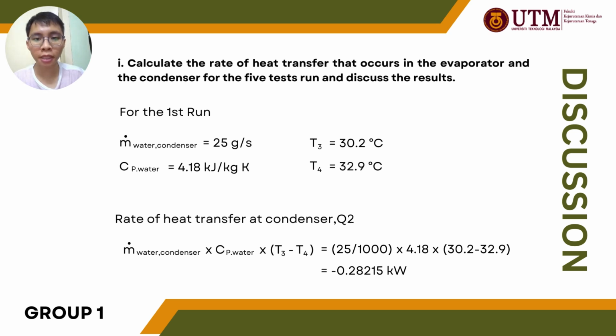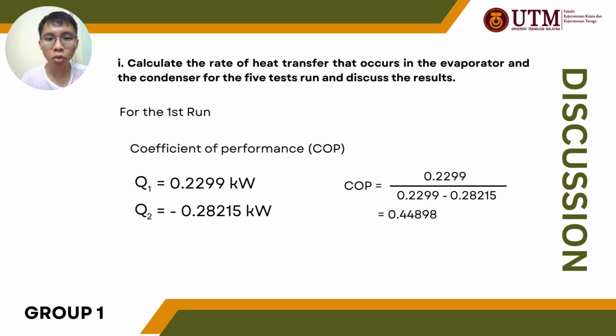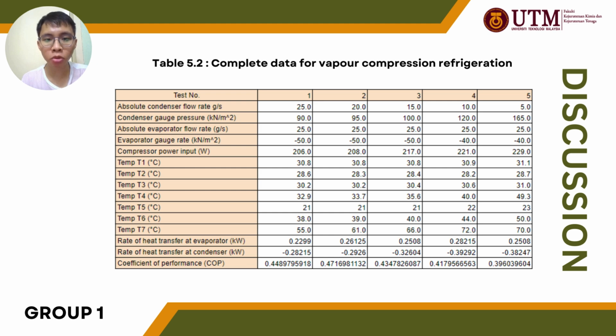The following is the example of how to obtain the first run of the rate of heat transfer at the condenser. The steps are similar to the previous one, just that the temperatures we are referring to are T3 and T4. Once we obtain both Q1 and Q2, we can get our COP, which is a positive value. By applying the same steps to find Q1, Q2 and COP for the 5 test runs, we can complete our table as shown below. You may pause the video to go through the data.